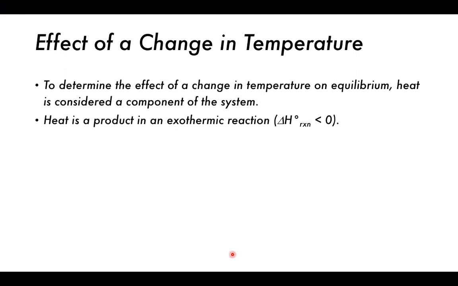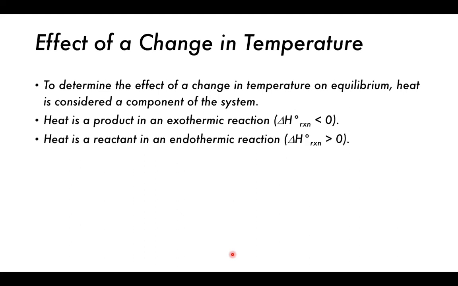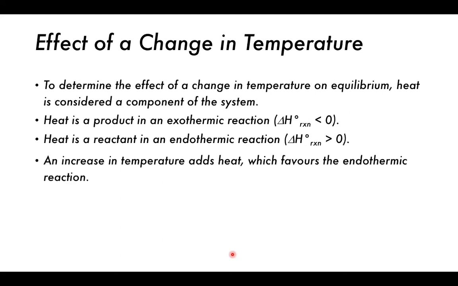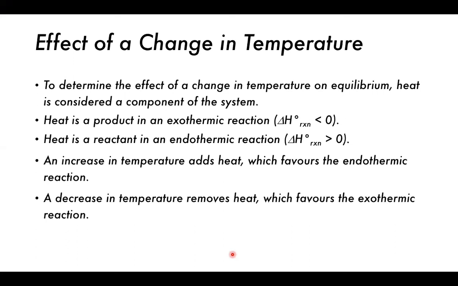Now, you'll come across these in other general chemistry lectures. We won't deal so much about what exothermic and endothermic reactions are here, except in the sense of how it affects our equilibrium. So heat is a reactant in an endothermic reaction where delta H reaction is greater than 0. And an increase in temperature adds heat, which favors the endothermic reaction. A decrease in temperature removes heat, which favors the exothermic reaction.